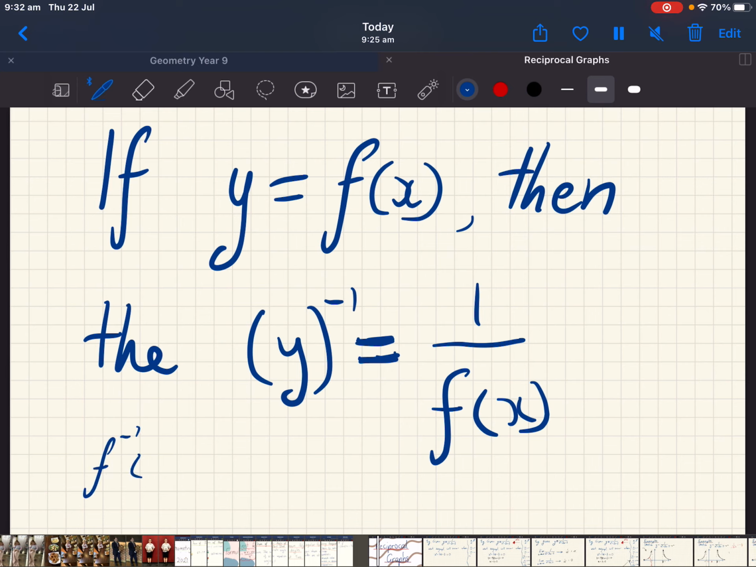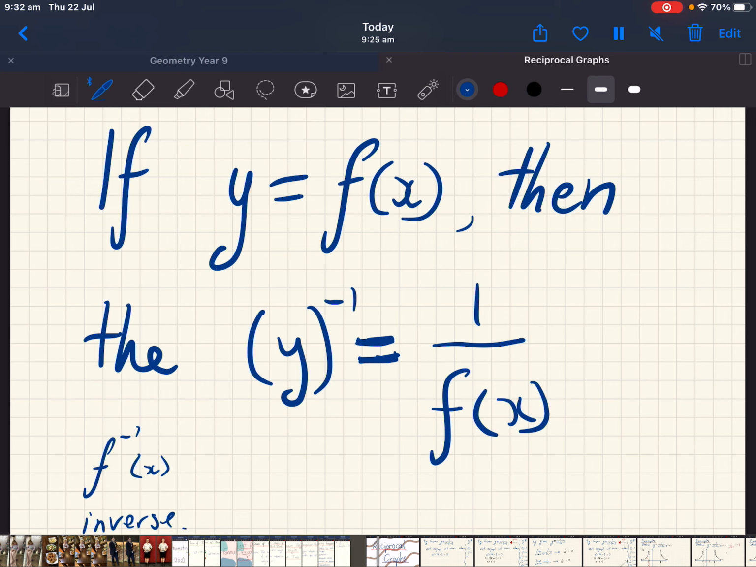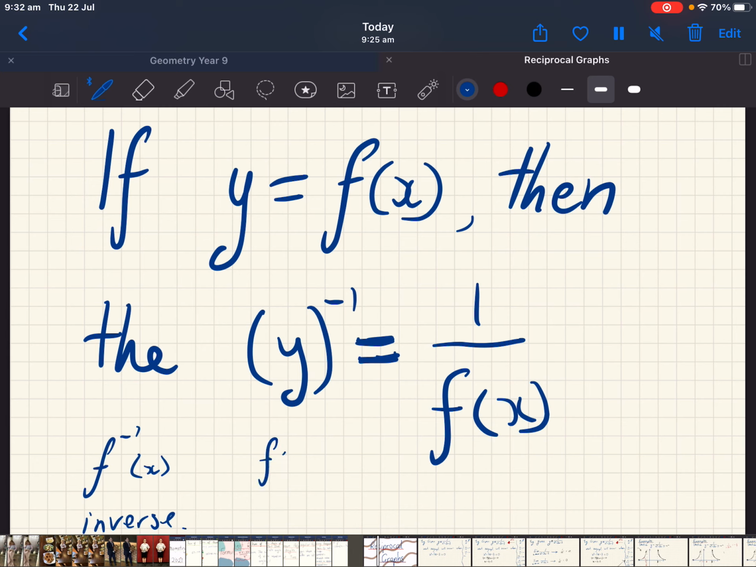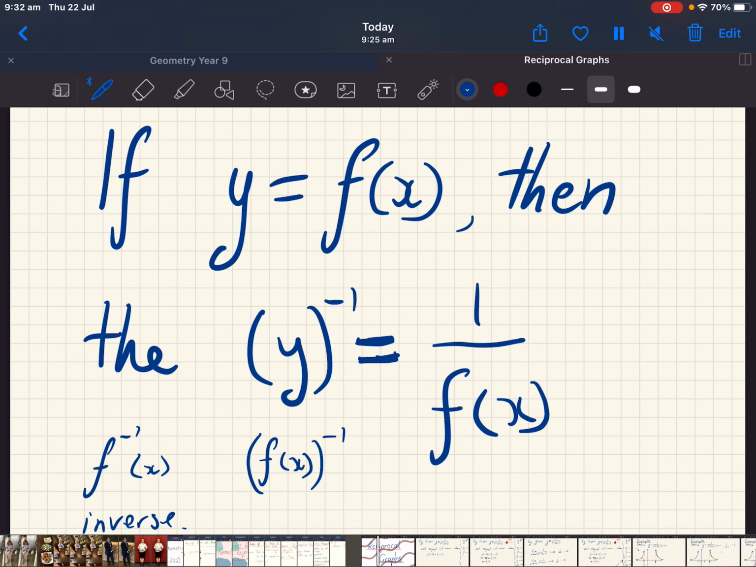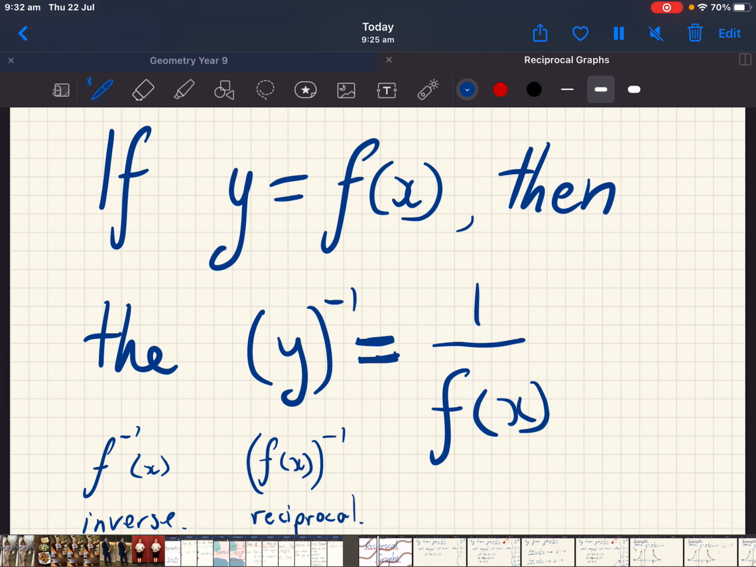I also mentioned the difference between the inverse notation and the actual reciprocal notation. So with inverse, what I've just written there is how you'd write the inverse of f of x, which looks very similar to the reciprocal, but to illustrate the difference, that is how we would write the reciprocal of f of x, right? So you just got the difference to avoid confusion: the inverse of f of x and the reciprocal of f of x.